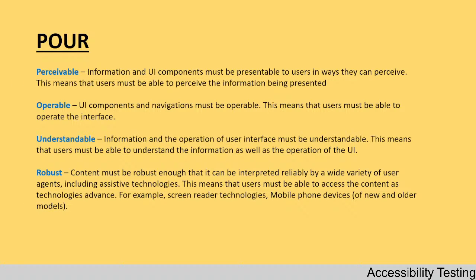Operable. UI components and navigations must be operable. This means that users must be able to operate the interface. Understandable. Information and the operation of user interface must be understandable. This means that the users must be able to understand the information as well as operation of the UI.